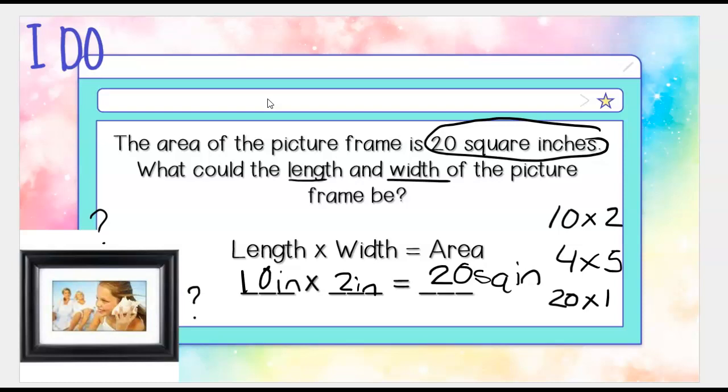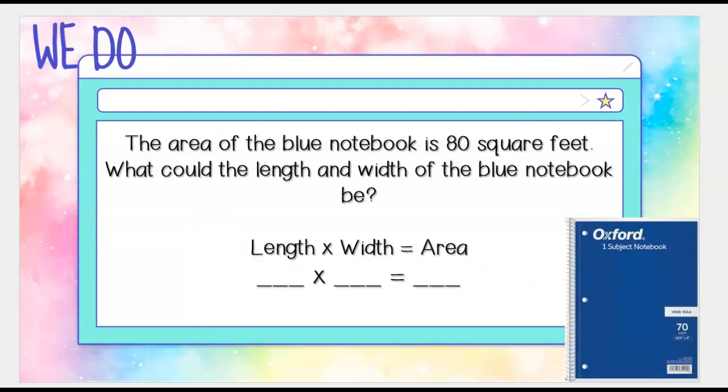10, 20. All right, get a piece of paper, try this one with me. The area of the blue notebook is 80 square feet. So we know that the area of this whole thing is 80 square feet. What could be the length and the width of the blue notebook? We don't know. We need to figure that out. So we have to think to ourselves, what two numbers, when we multiply them together, give us 80 square feet?